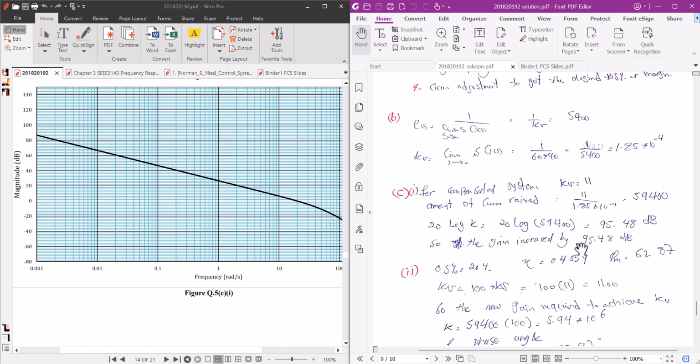So how did we get 95.48? This is your Kv, 11, and the previous value was 1.85 times 10 to the power minus 4. So 11 over 1.85 times 10 to the power minus 4 becomes 594,000, and then you take 20 times the logarithm of this, and you will get 95.48 dB. So the gain is increased by 95.48 dB.